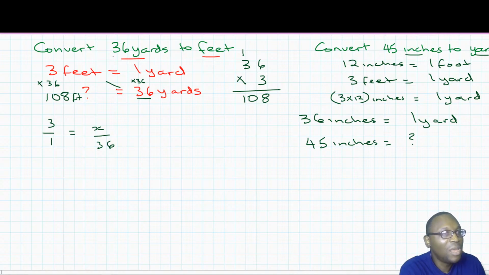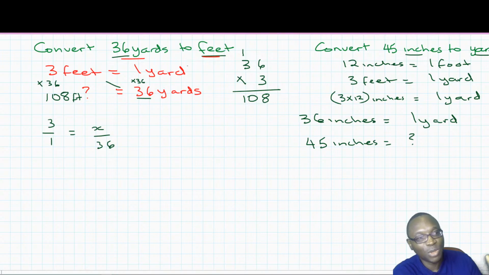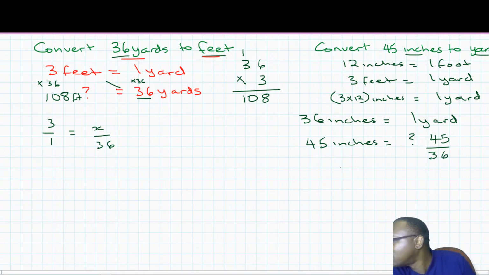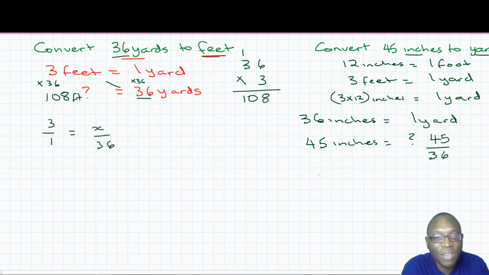So we're going from 36 yards to feet. So we're going to multiply because we're going from larger to smaller. Now we're going from smaller here, 45 inches, to yards. So we're going to divide. So this is going to give us 45 over 36.